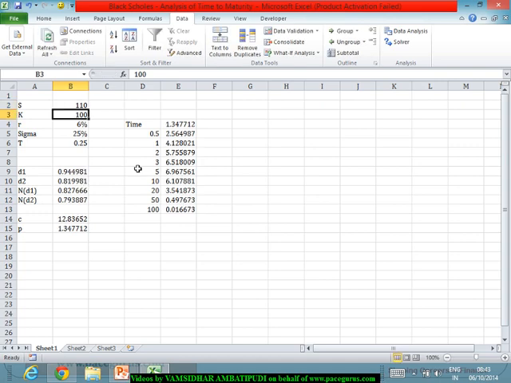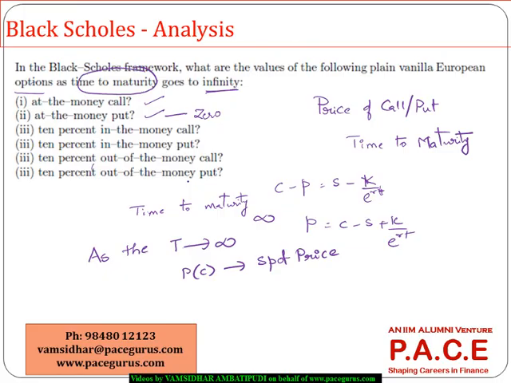So let's see what happens in case of 10% in the money put also. Even there, what we are observing in case of puts is that for a certain number of years, the value of the put is increasing, but beyond that certain time period, the value of the put is actually decreasing and it is approaching 0. So that is what happens.